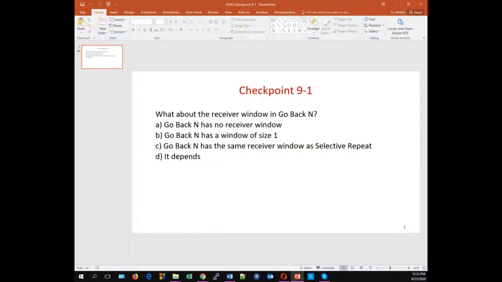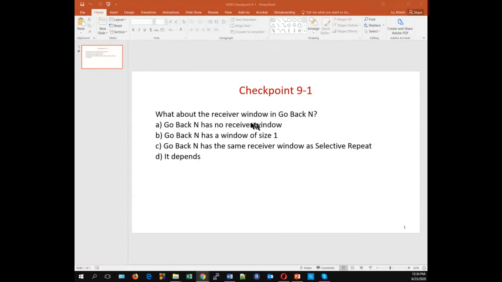Okay, now let's look at the next one, the next checkpoint. I'm going to ask you the same thing. If you answered correctly, would you care to share with us what is the correct answer and why is that the correct answer? Okay, since I didn't hear anything, I'm going to give you the answer.